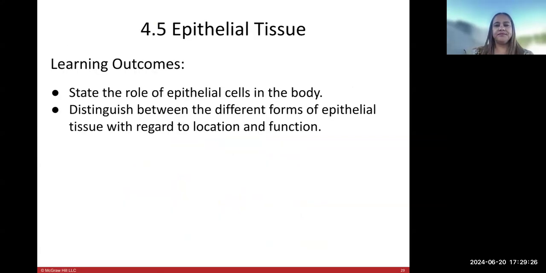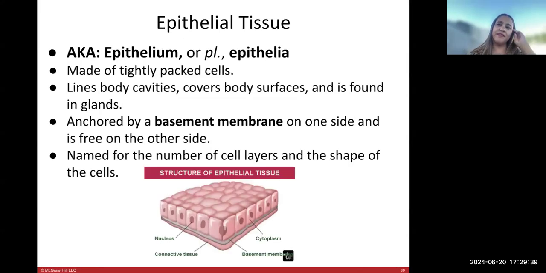Epithelial tissue. There are a lot, but it should be fairly simple to keep track of because they're named after how many layers there are and what shape the cell is. So epithelium, or plural epithelia, is made of tightly packed cells, lines our body cavities, covers our body surfaces, and is found in glands. It is anchored by a basement membrane on one side and then free on the other. It is named for the number of cell layers and the shape.